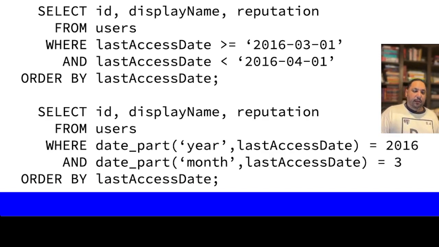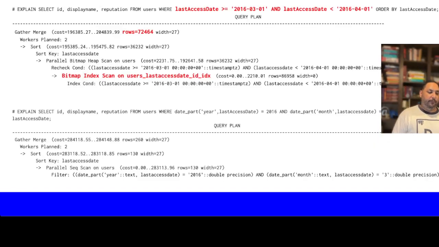You and I can reason about these two queries and say both of these are going to produce the same thing. Anyone with a last access date that falls into March of 2016, we're going to get those rows back. Right? We can reason about that. Postgres cannot. Right? Let's look at the explain plan for these two queries.